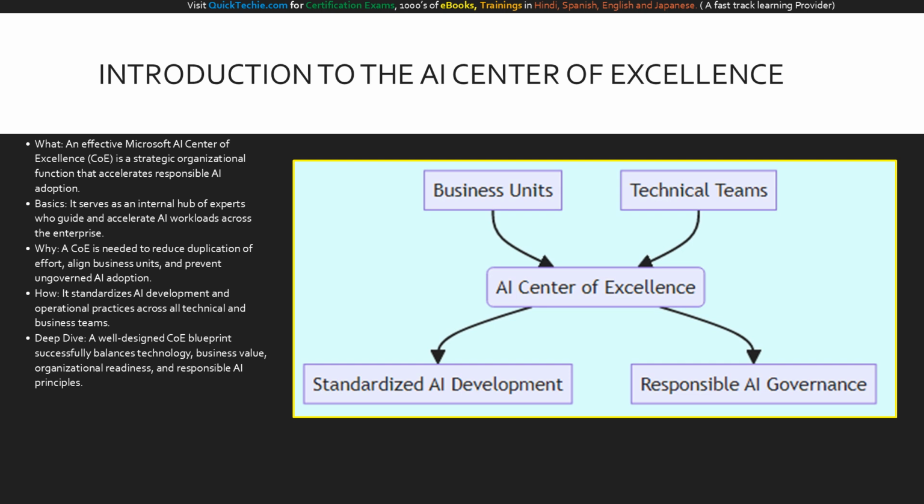From this central COE node, the framework drives two primary outputs on the right: standardized AI development and responsible AI governance. By visualizing the architecture in this way, you can easily perceive that the COE is the critical bridge. It is explicitly responsible for translating abstract business needs and raw technical capabilities into secure, unified, and enterprise-grade AI operations.